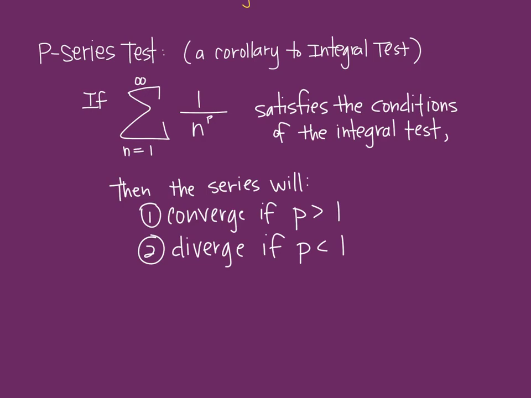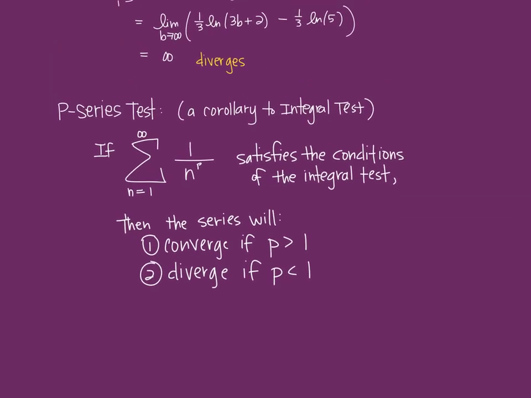So the power can be decimals? Yes, the power can be decimals. Okay, the power could be e, the power could be pi. It doesn't have to be an integer power. Isn't that great? It works. Okay, all right, so let's try one of those.